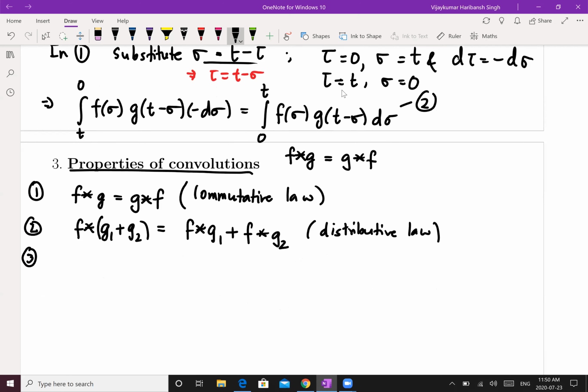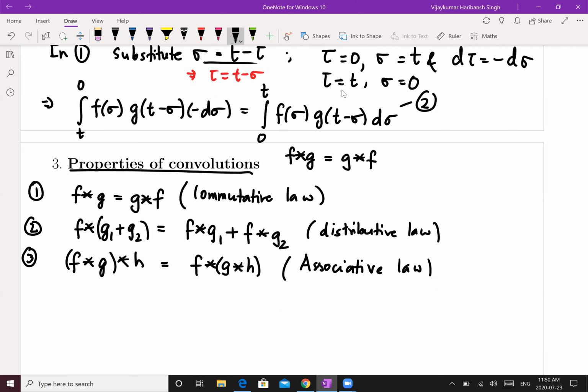Third is associativity. So (f star g) star h is the same as f star (g star h). That means if you're taking the convolution of three functions, you basically can group any two of them together and then apply the third one with it. Such a law is called the associative law or associativity law. Fourth, f star 0 is the same as 0 star f, which is 0. That is a property of 0, or the zero property.